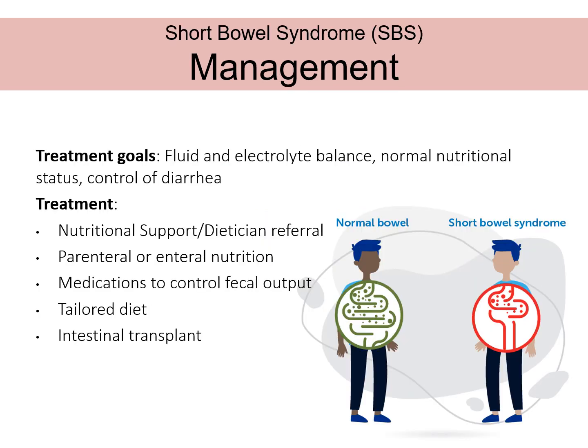So we just want to make sure that they maintain their fluid and electrolyte balance, make sure they're getting enough nutrition, and we want to control that diarrhea. We need a dietitian. They may benefit from parenteral or tube feedings. We want to give medications to slow down that fecal output. They may need a special individualized diet. They could also get an intestinal implant.